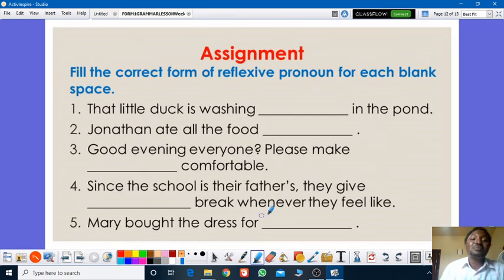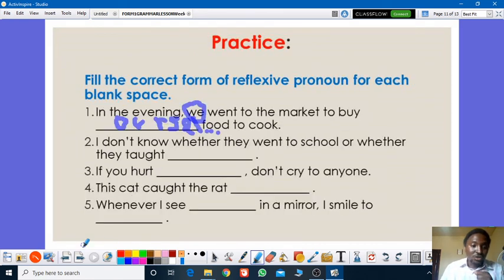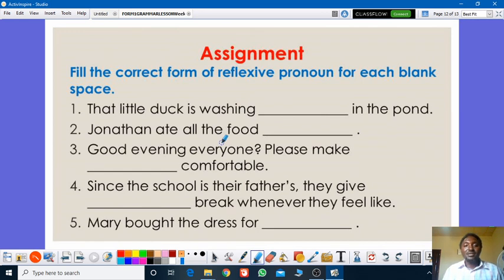Now the assignment comes. We have done the practice. You just attempt the assignment the same way by filling in the correct reflexive pronoun for each blank space. That little duck is washing dash in the pond. Jonathan ate all the food dash. Write in your books. Make sure that you indicate the week number, this is week 4, indicate the date, indicate the lesson title, and make some notes on reflexive pronouns before doing the assignment.